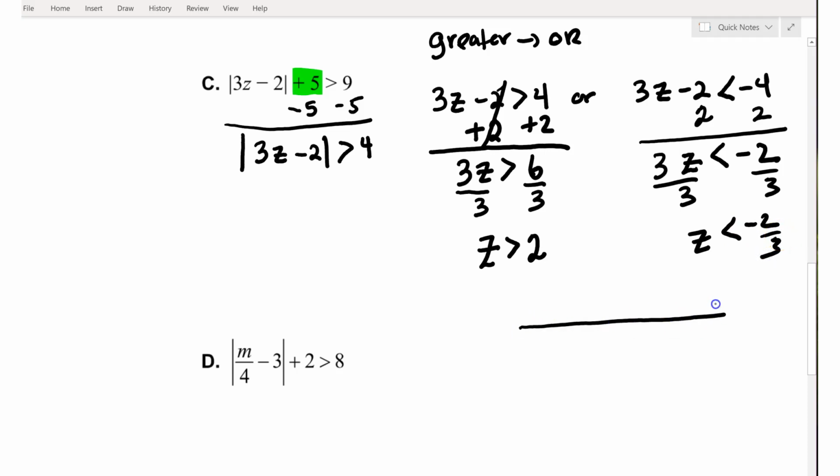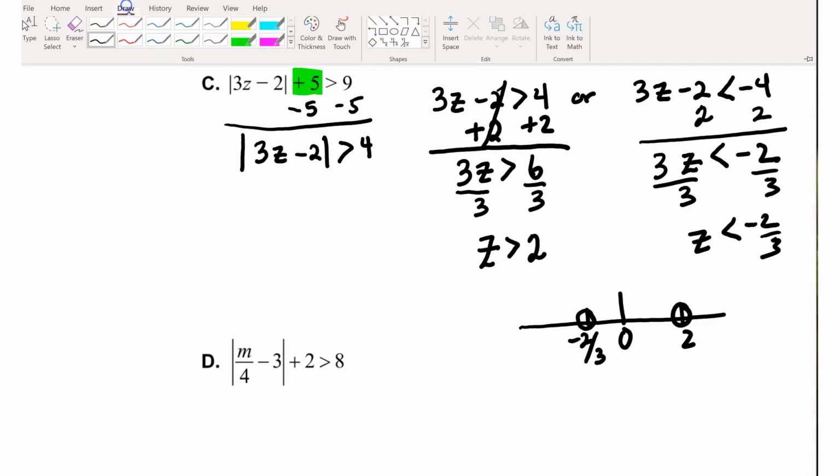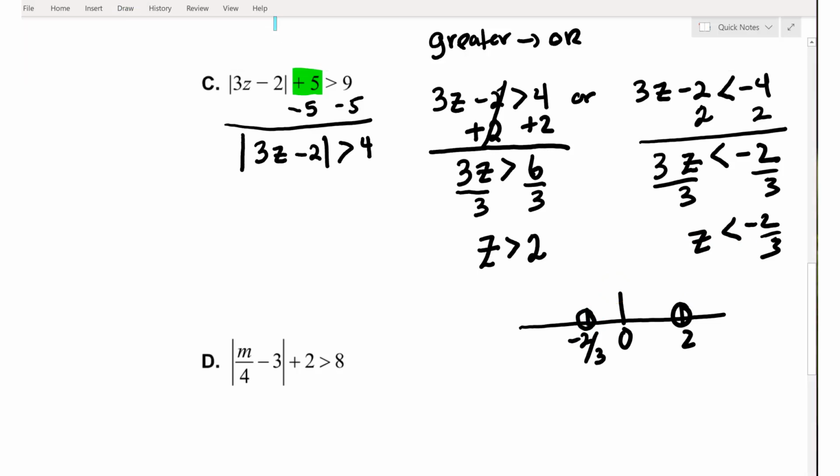So I'm going to go ahead and graph 0, negative 2/3, and then I have 2. And it's open circle, and it's OR. So we have z is less than negative 2/3, so it goes in this direction. Z is greater than 2 goes in this direction. I'm going to draw my arrows to indicate that it goes on both sides.